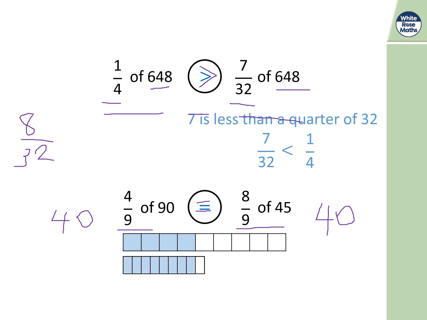So they're both what we call equal. It is not equal fractions, but it's equal in terms of quantity. So it's equal in terms of quantity.